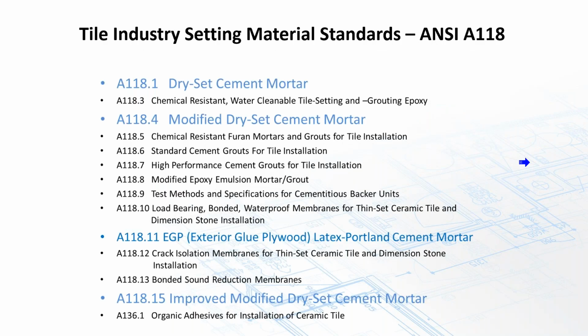Again, if you look at the ANSI standards for materials, 118s, you have 118.1 dry set cement mortar, 118.4 modified dry set cement mortar, 118.11, often forgotten about, because for 118.11 you have to pass all of the test requirements in 118.4 and additional ones for adhering to plywood to make it a 118.11 EGP mortar, or exterior glue plywood, latex Portland cement mortar. And the new 118.15, improved modified dry set cement mortar.